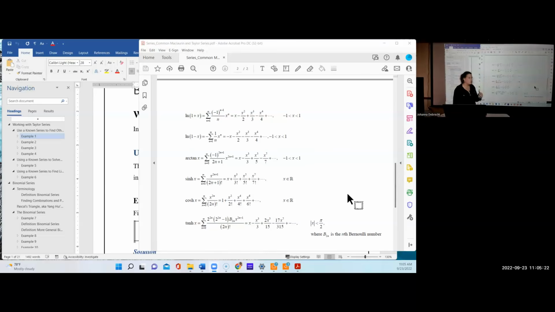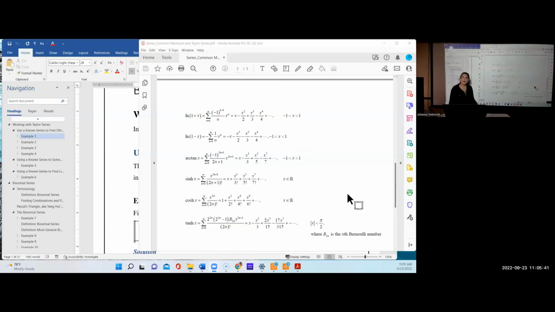It's very similar to the one for sine in that it has these odd powers, but it doesn't have factorials in the denominator. It just has the integer in the denominator. So that's a big difference between it and sine. It also has a far more restricted interval of convergence, -1 to 1.